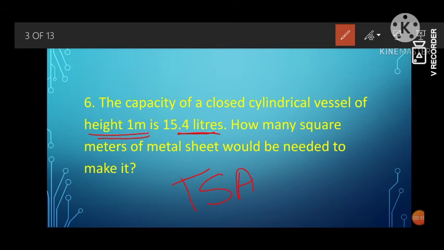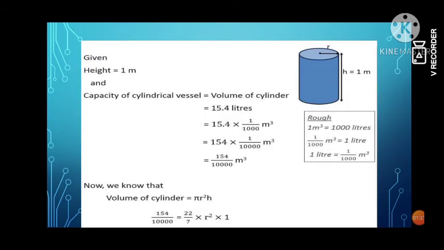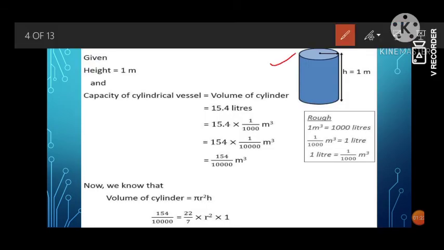Why TSA? To complete the metal cylindrical vessel, the metal sheet requires both the curved part as well as the top and the bottom part. So for that reason we need to find TSA and not CSA. So let us see how to solve the sum. In the answer you can see the diagram is given. The radius is not provided, but what is provided is the height and the capacity.